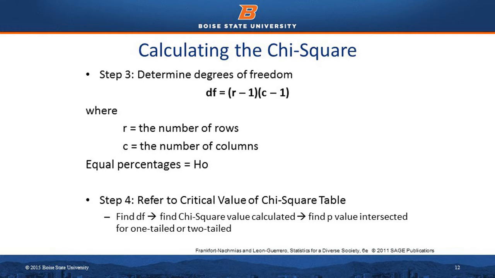For example, if we had a 2x2 contingency table, our degrees of freedom would be 2 minus 1 times 2 minus 1, or 1 times 1 equaling 1. If we looked at the table of critical values of chi-square in our textbook, we would first find the 1 degree of freedom and locate our chi-square value in the row corresponding to our degree of freedom. Let's use a chi-square of 3.84.